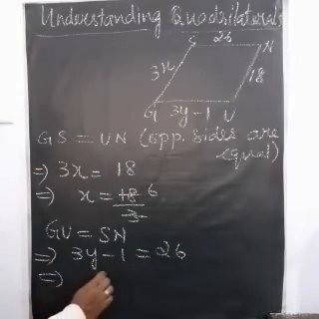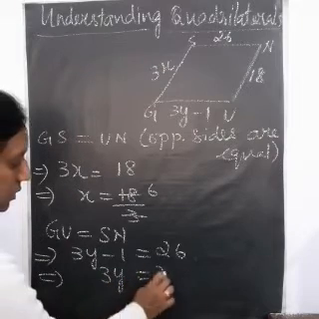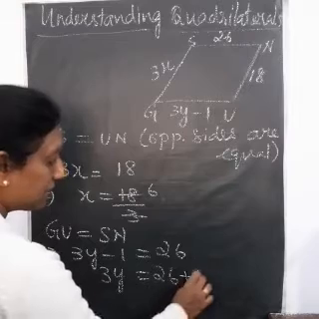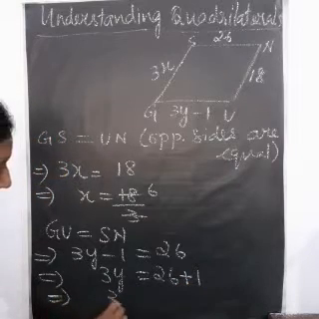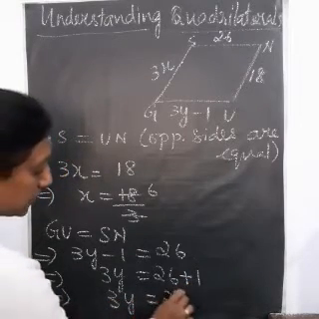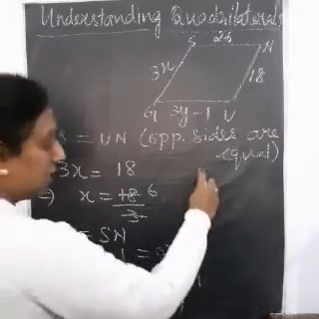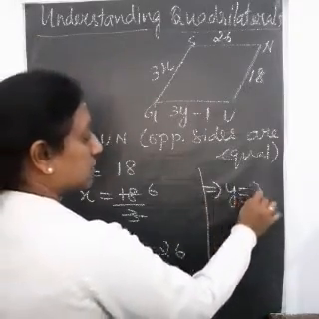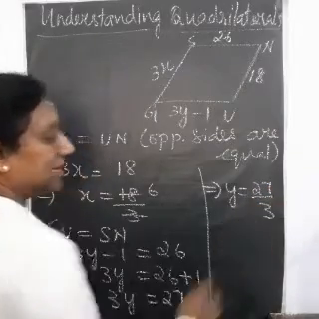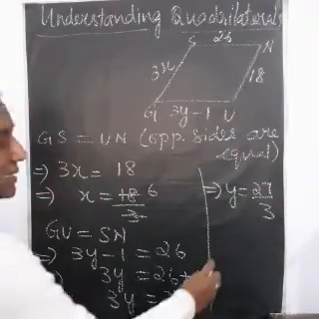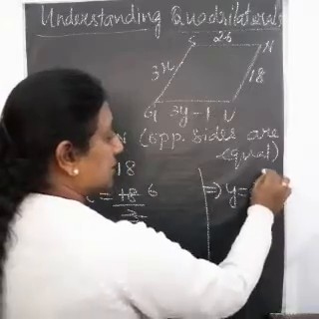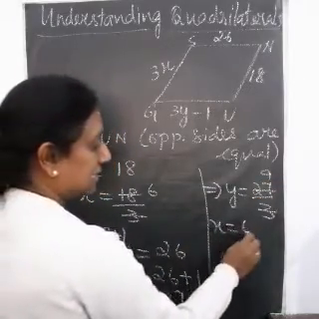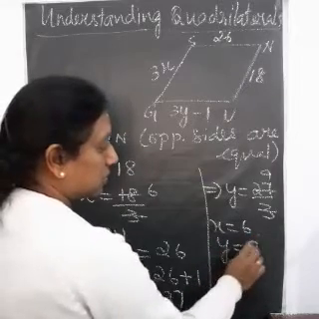Now transpose. If I take minus 1 that side, it will become plus 1. So you get 3y equal to 27. If 3y is equal to 27, what does that imply? y is equal to 27 by 3. If you cancel, you will get 9. So we have got the value of x as 6 and y is equal to 9.